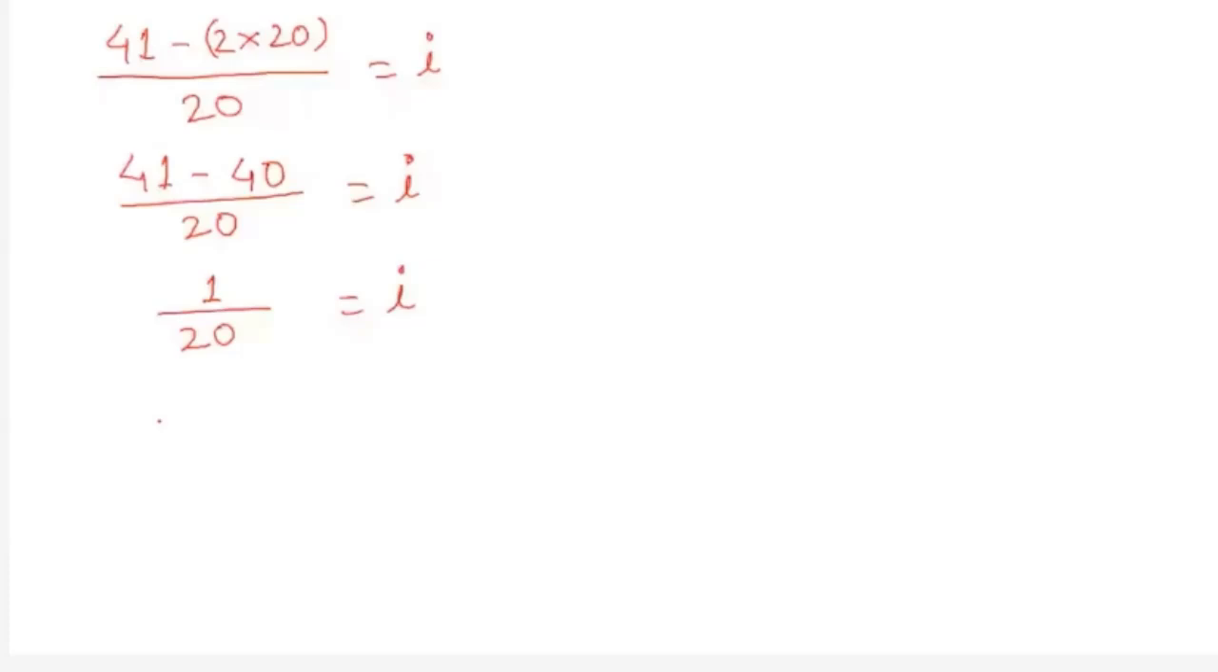Okay, do you want me to show that? 1 divided by 20. You cannot divide 1 by 20, so put a point and make it 10. Even 10 is not divisible by 20, so one more 0, then 100. 25 are... So here 0.05 is equal to I. But I is equal to what?